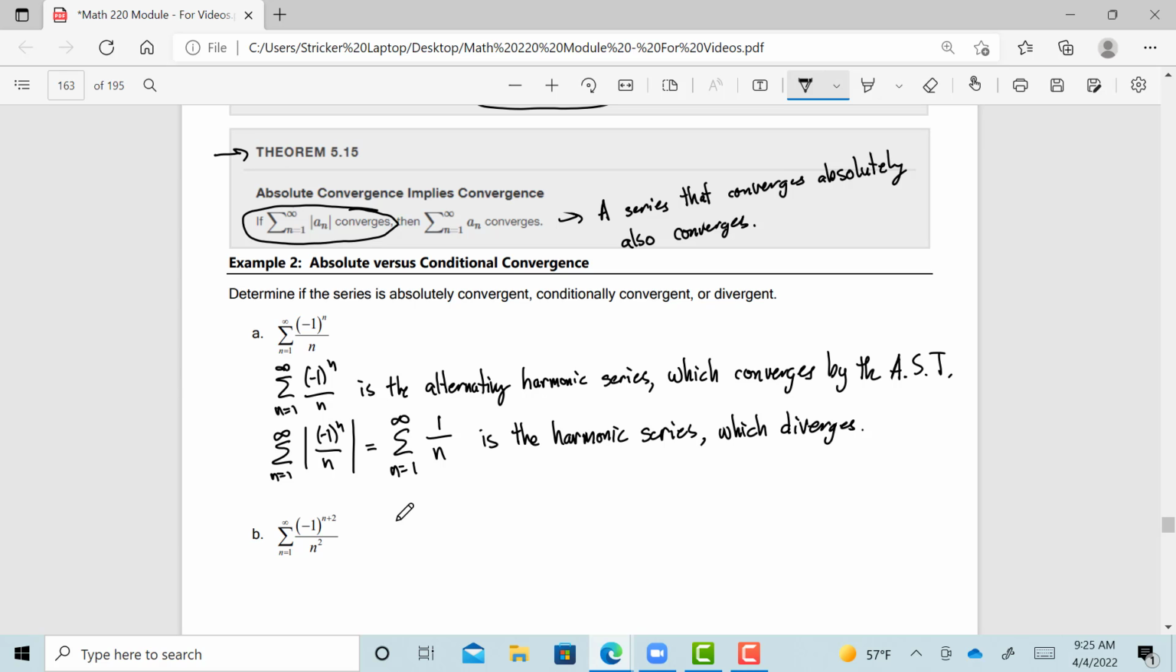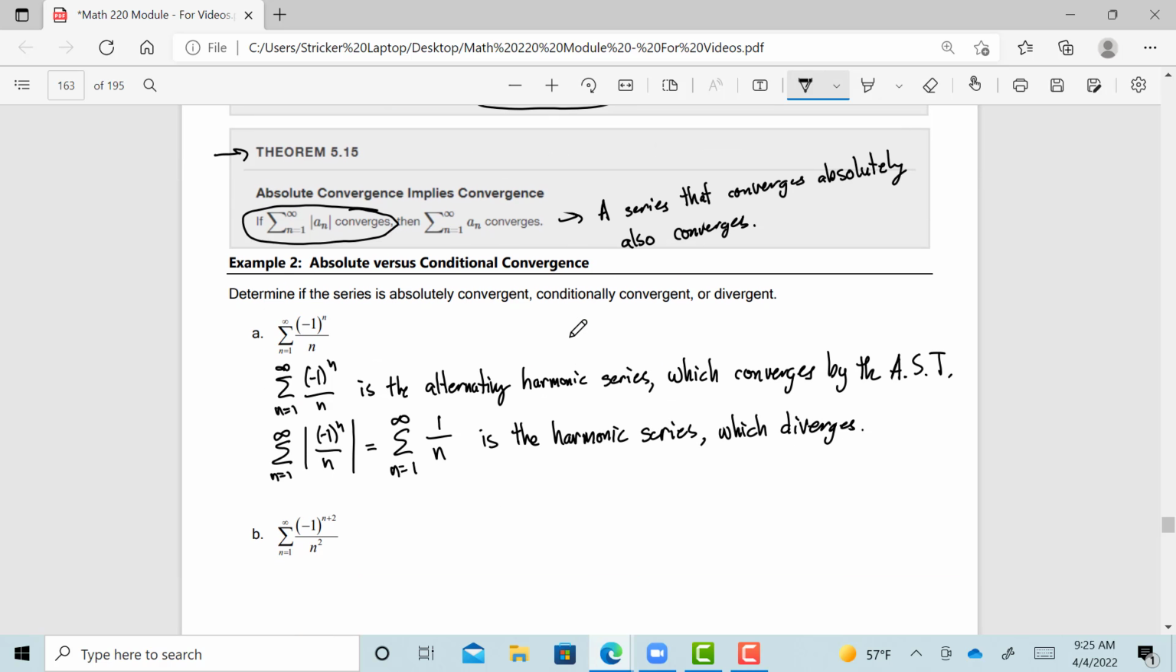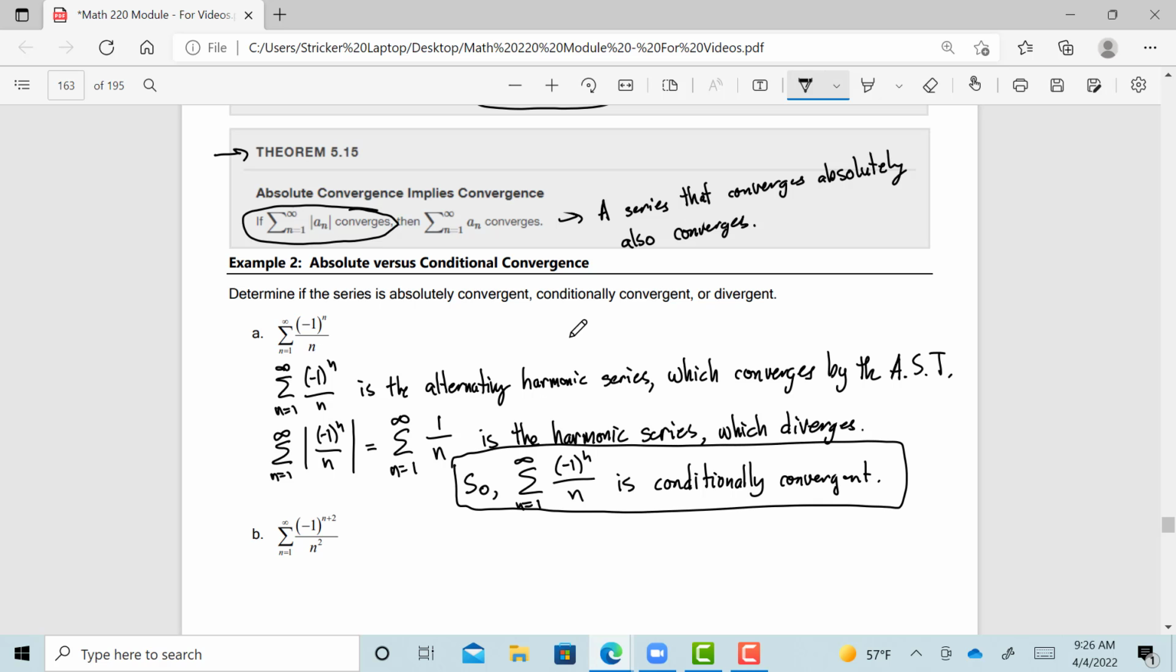So if a series converges, but its absolute value diverges, what do we call that? Again, up here in the definition, we say that that conditionally converges. So our series is conditionally convergent. All right, so there's the first example.